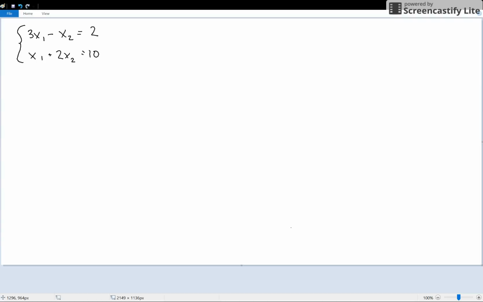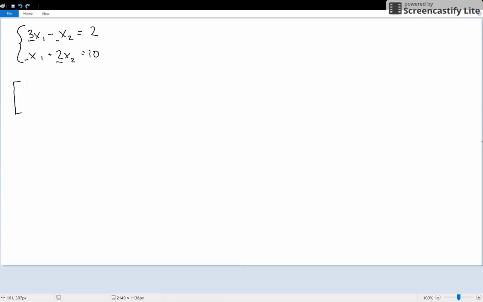Okay, today we are going to learn Gaussian elimination to solve this system of equations. The first one being 3x1 minus x2 equals 2, and x1 plus 2x2 equals 10. How we'll start this is we will create a coefficient matrix, and that's where we take each coefficient and create an augmented matrix so that we can solve it more easily.